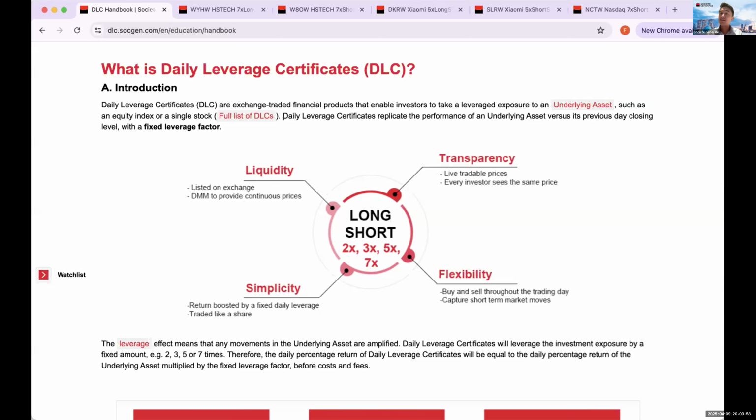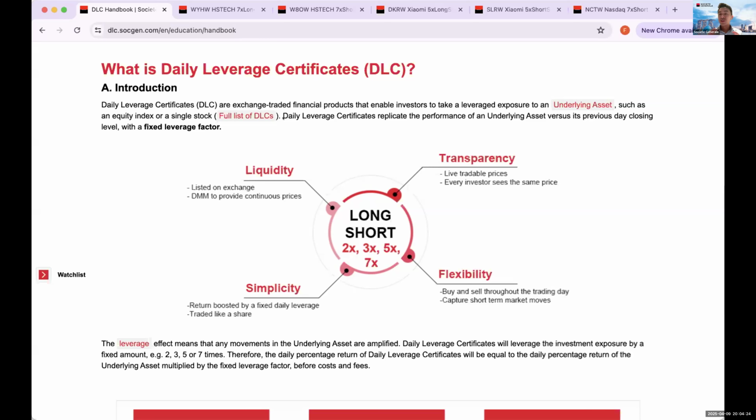We are also the designated market maker. All right. So we provide the liquidity throughout the SGX market trading day for you to buy and sell the DLC. We will provide bid and ask prices, bid and ask volumes throughout the trading day, 9 a.m. to 5 p.m., for investors to buy and sell each and every single one of our DLCs. All right. So the liquidity is in the bid and ask prices, bid and ask volumes. It's not necessarily in the turnover.